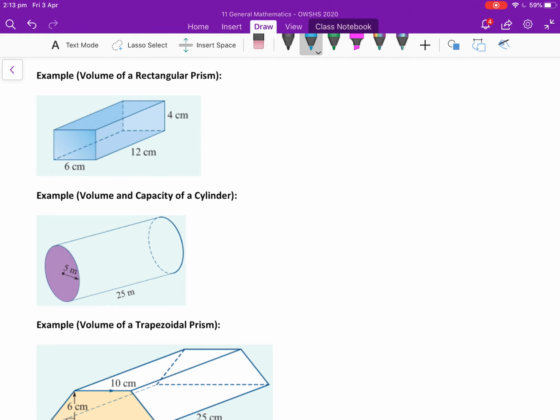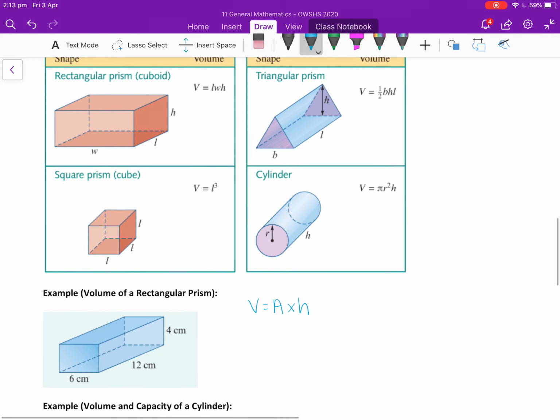All right, example 1. We've got here a volume of a rectangular prism. I've told you already that when we're calculating this, our volume equals our area times our height. For a rectangular prism, it actually tells us that the volume is length times width times height. If you think about that, your base is your length times your width, and then you're multiplying it through by the height. So it essentially can still work with that original rule, or you can just remember it as being length times width times height.